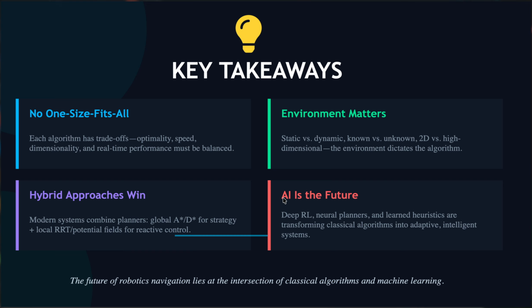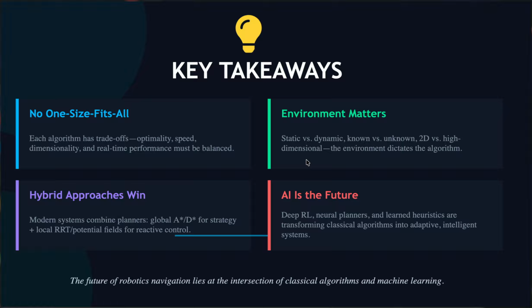So basically, no one size fits all, which means each algorithm has its trade-offs: optimality, speed, dimensionality, and real-time performance. And the algorithms are to be used based on the use case. The environment matters, of course. If it's a static environment, then algorithms such as A star might perform better as compared to RRT or hybrid A star. I'm sorry, not D star, but as compared to A star, dynamic scenarios are specifically where D star might be used.